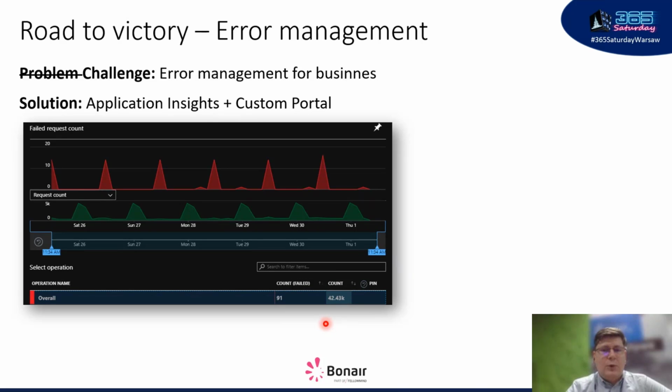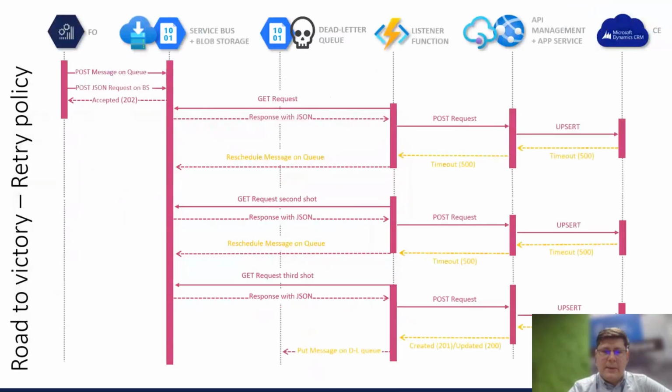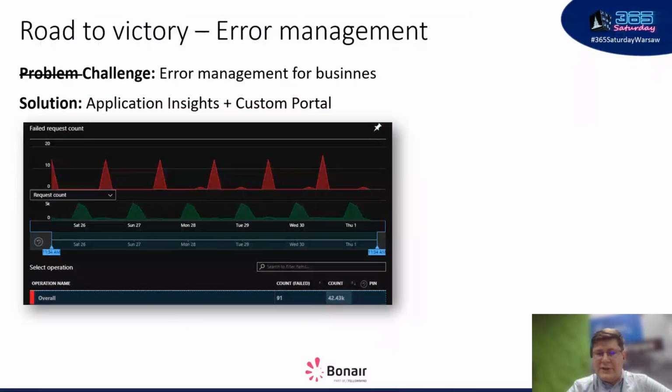We can check exactly what the error was. We can check the full JSON file there and send it to a developer to check what the real problem was. But as I said earlier, there is this one problem with the dead letter queue. After three error attempts, the message ends up on a special queue. How can we check it?